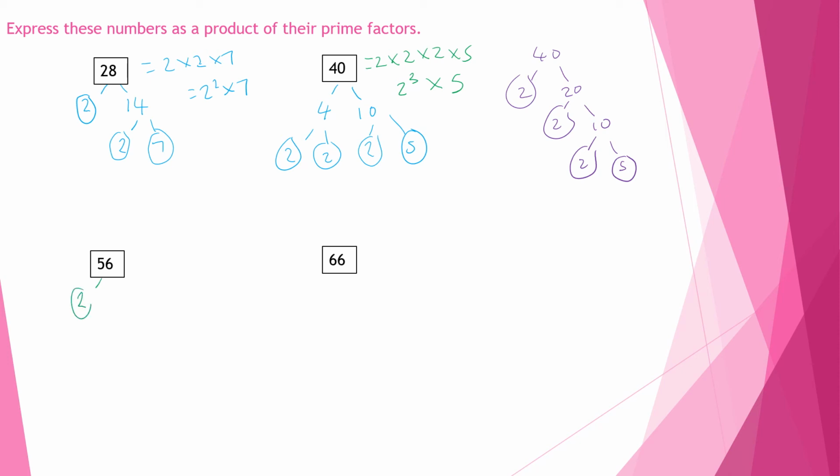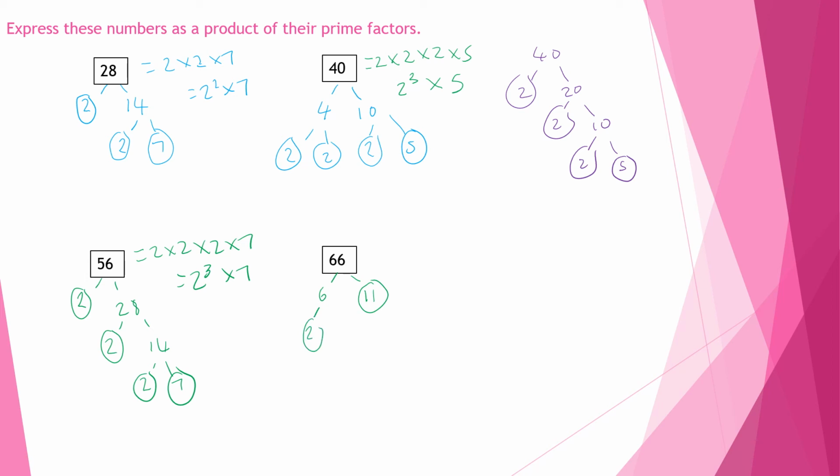56, I'm going to do 2 and 28. I'm going to do 2 and 14. I'm going to do 2 and 7. And final one, 66. I'm actually going to split this into 6 times 11 because 11 is a prime number. I just think that's quite a nice one to get out of the way. And I can split 6 into 2 times 3, which will give me this as my answer.